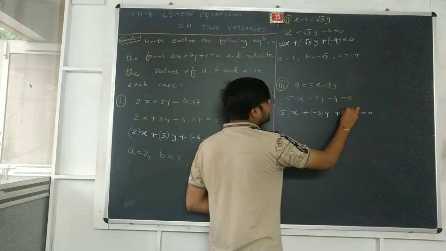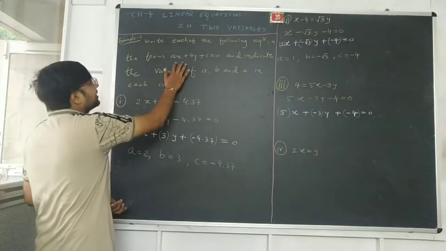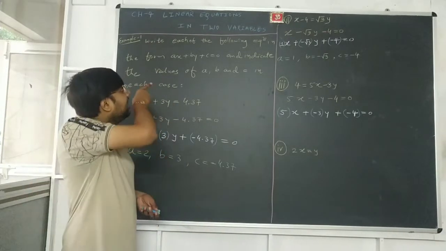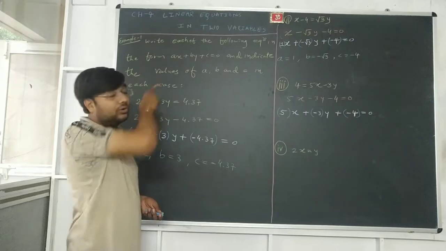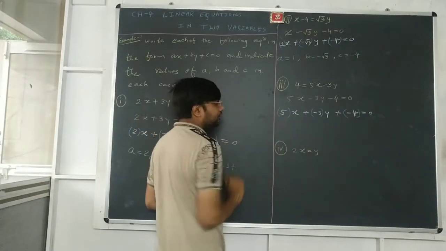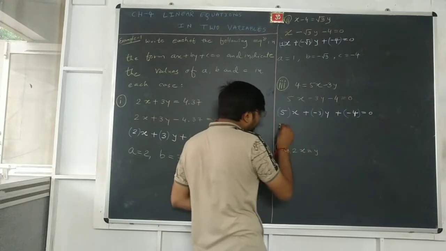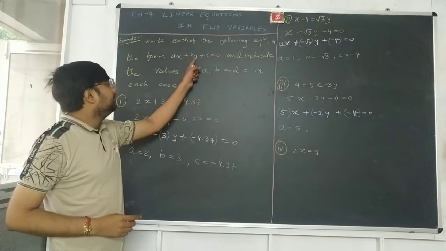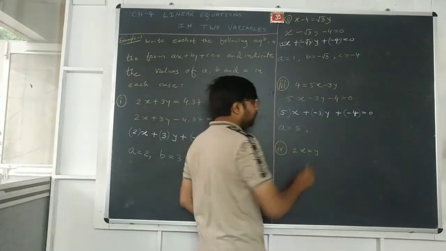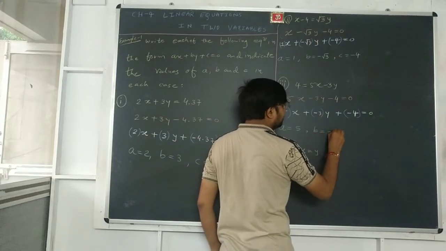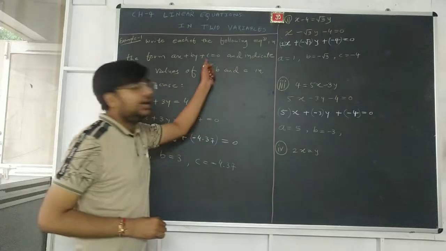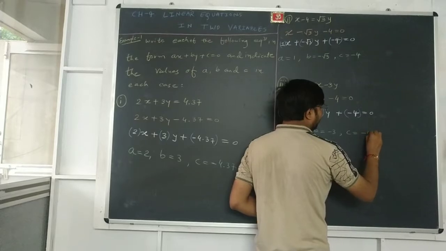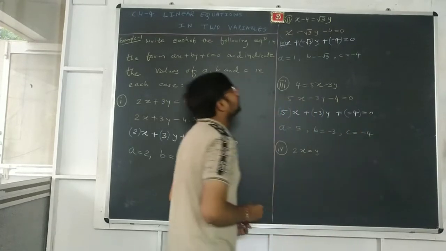Okay, we are comparing this equation with the form ax plus by plus c is equal to 0, and we get the answer that a is the coefficient of x. So here the coefficient of x is 5, then a is equal to 5. Now b is the coefficient of y. Here the coefficient of y is minus 3, so b is equal to minus 3. And c is the constant term, so c is equal to minus 4. And we get this solution.